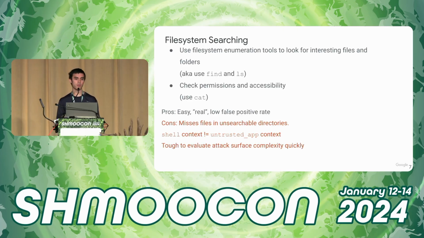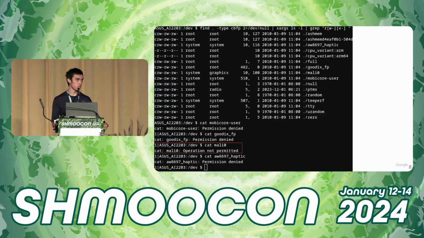And it's also really tough to evaluate attack surface complexity quickly. So like once I find a file, I still have no idea, it's not immediately apparent how much code or how much of a driver there is backing up this thing. The complexity of that driver or whatever's backing that file in the kernel is fairly unclear. So there are some pros and cons to this technique. Here's an example of just seeing this in practice.